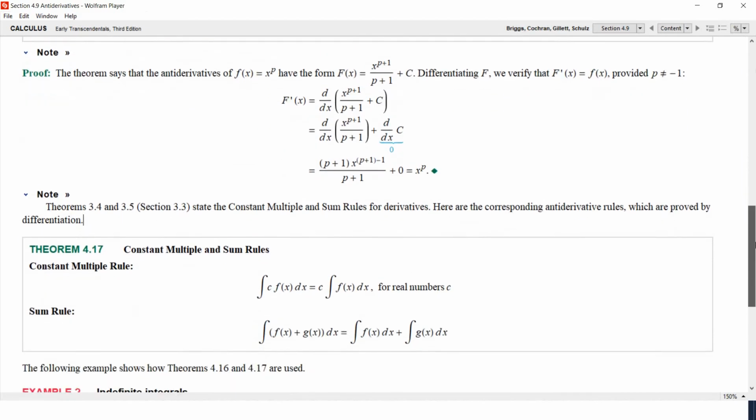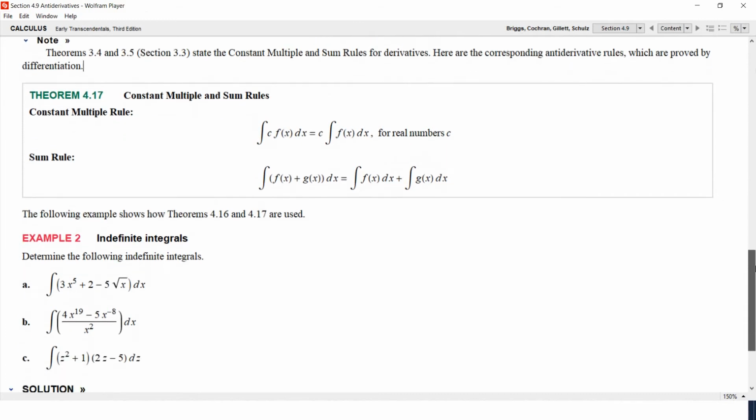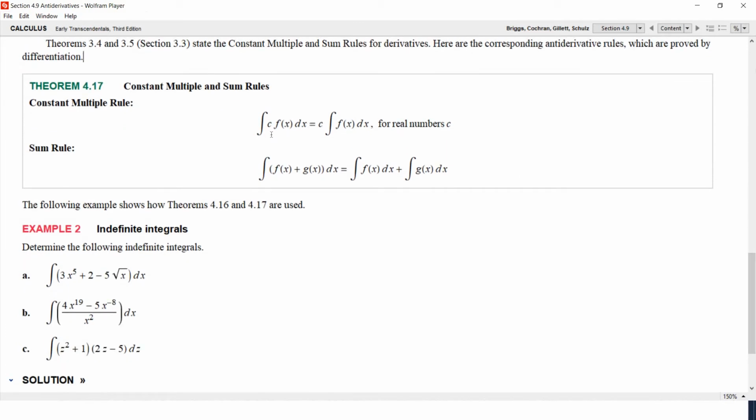Okay, so that's the power rule. We also have the constant multiple rule. And that basically says if you want to find the antiderivative of a constant times a function, you can find the antiderivative of the function first and then multiply it by the constant. In other words, this constant c can be pulled outside the antiderivative operator or the indefinite integral.